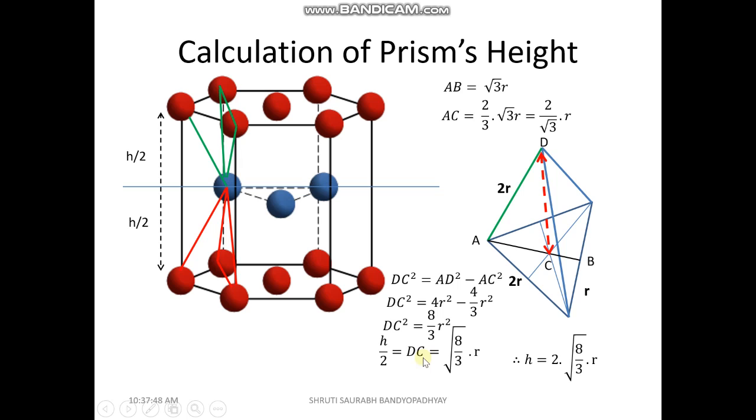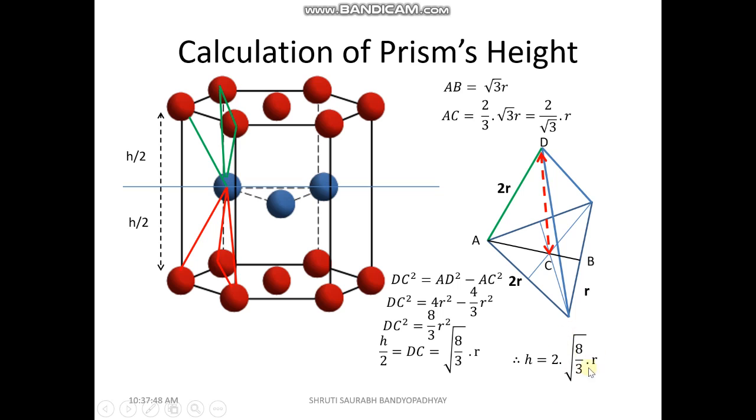So actually DC is what? DC is h by 2. This one is h by 2. So total h will be 2 into h by 2, that is 2 into root over 8 by 3 into r. So thus we get the height of the prism.